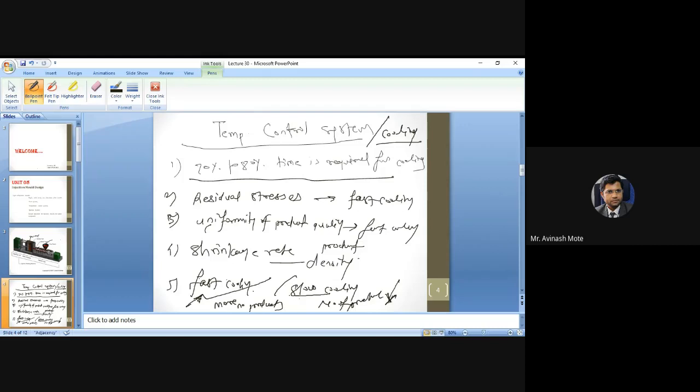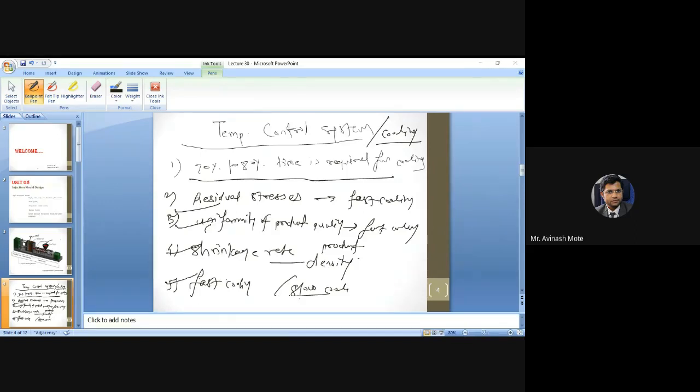Okay, so see, somewhere you will have to take the middle way, getting it. If you employ fast cooling, the production rate will be more, the quantity of product you can go for will be more, but uniformity will not be there, residual stresses will be there, getting it. So pros and cons for both the processes. So this is one more factor, that if there is fast cooling, more number of products can be manufactured. If slow cooling is there, fewer products will be there, getting it. So this is what about the temperature control system. These many parameters are important: quality of product, residual stresses, shrinkage rate, and production rate, getting it.